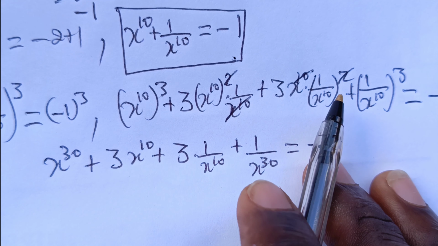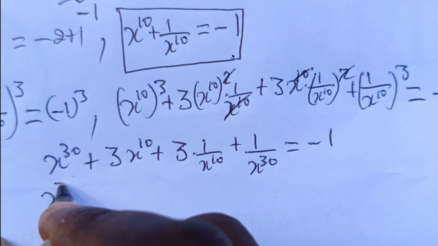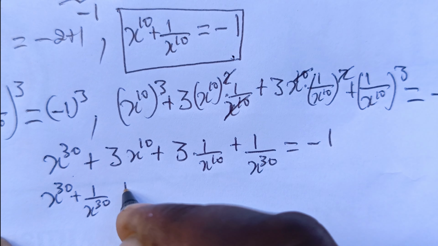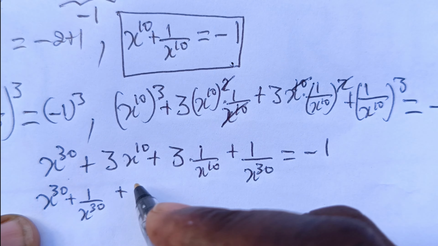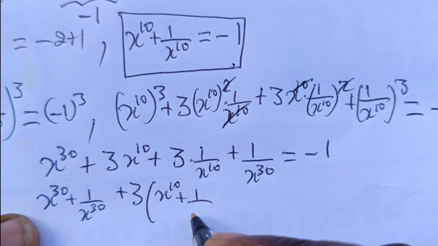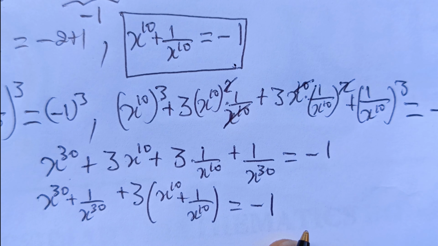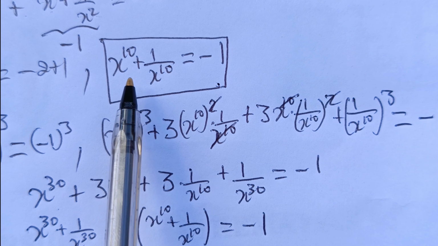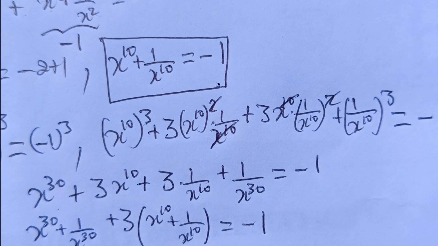Now, take this and this. We have x^30 plus 1 over x^30 plus, let me here factorize 3. Factorizing 3, we have 3 times (x^10 plus 1 over x^10), and this is minus 1. You remember that x^10 plus 1 over x^10 is minus 1. That's why this is minus 1.